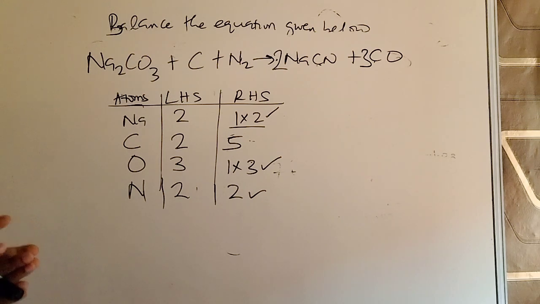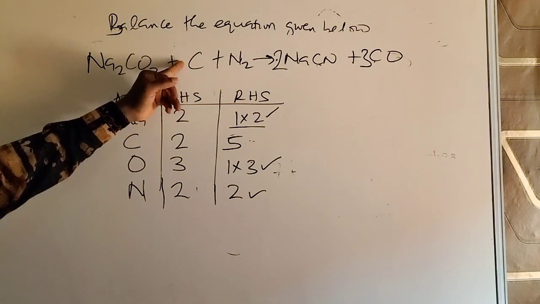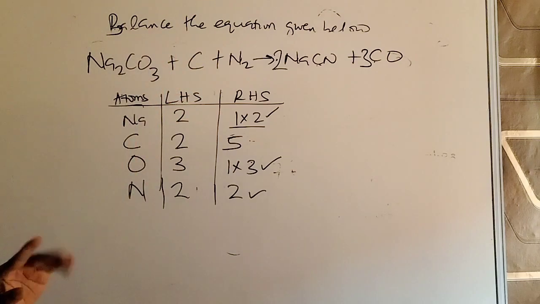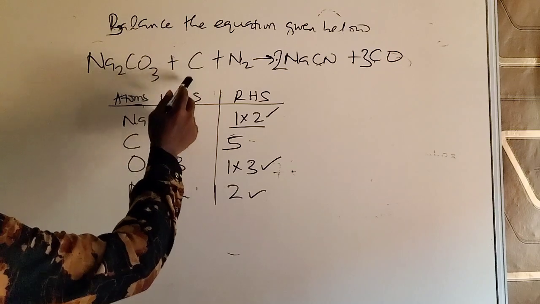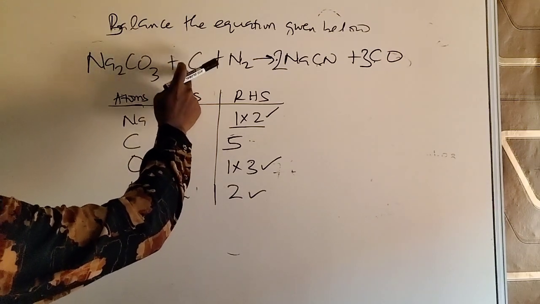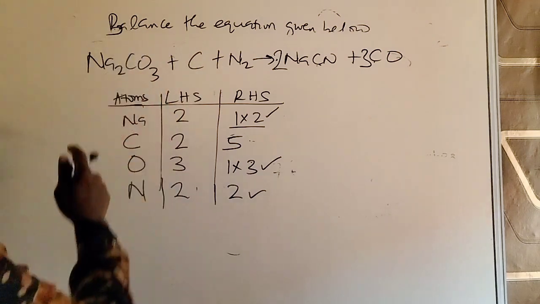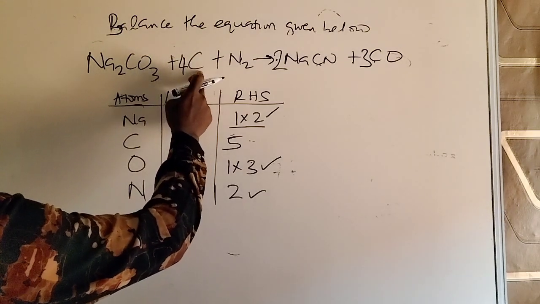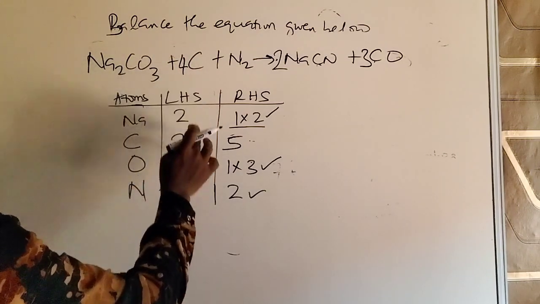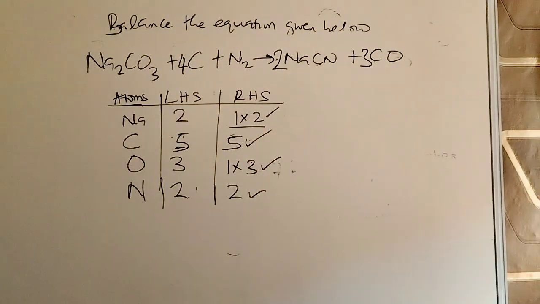Since our problem is only on carbon, and carbon stands alone, we have to find a number to put here that will only balance carbon. When we put it here, it will only affect carbon. You look, here is 5, here is 2, here is 1, 2. If I put 4 here, that becomes 4 carbon atoms, then plus this 1 will make it 5. So the right number to put here is 4. So 4 times 1 is 4, plus this one giving us 5 carbon atoms. By so doing, you have balanced the equation.